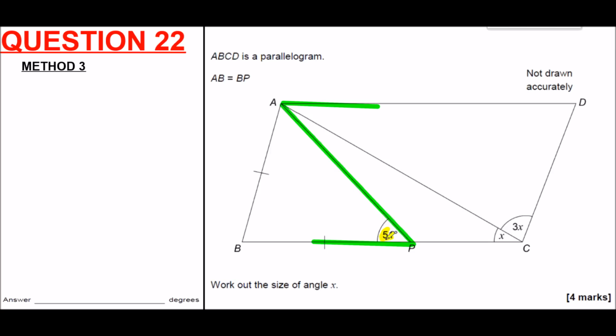So if this one here is 51, this angle here will also be 51. Because Z angles, which are called alternate angles, are equal. So if you wanted to, you could write that down to impress the examiner. So angle PAD is equal to the angle APB, which is 51 degrees. And the reason is alternate angles are equal.